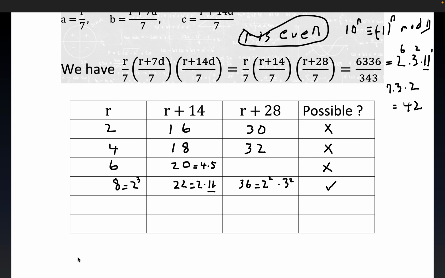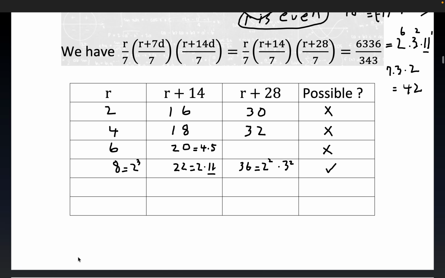And now what does that mean? That means that 8 over 7 is one of the roots. We'll call it A if you want to. A is equal to 8 over 7. B is equal to 22 over 7. Finally, C is equal to 36 over 7, right? Now remember, what are we looking for?